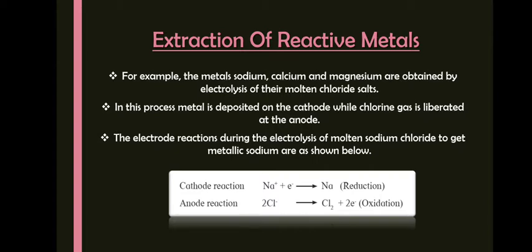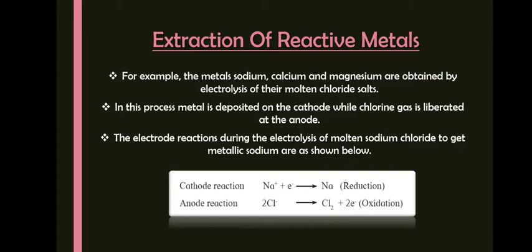For example, the metals sodium, calcium and magnesium are obtained by electrolysis. Electrolysis means, lysis means breaking down, and electro means electric current. So we are using electric current to break down their molten salts. Correct? Whose molten salts? Sodium's, calcium and magnesium's chloride salts. You are using electrolysis to break down the salts. In this process, metal is deposited on the cathode while chlorine gas is liberated at the anode.